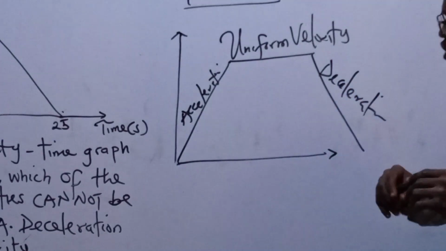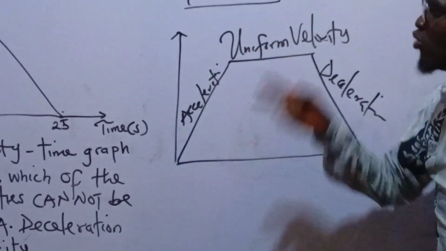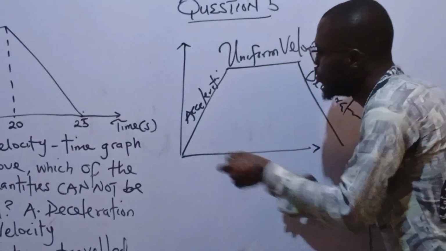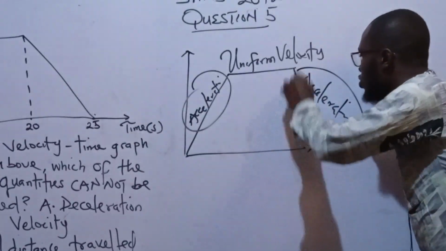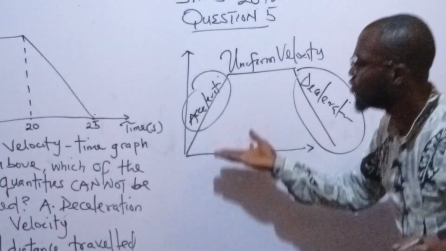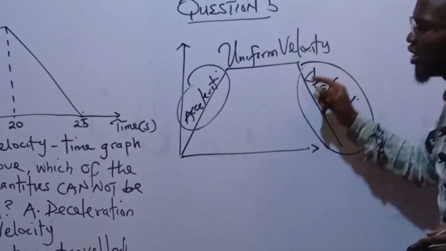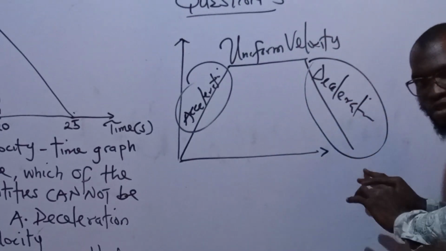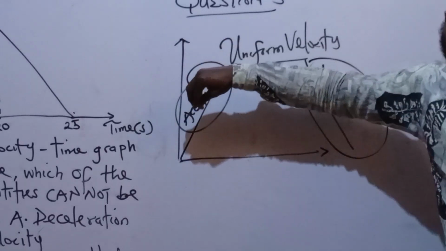Now note, if you have to calculate slope, we have only two slopes here. So it's either you calculate the slope for the acceleration of the body, or you calculate the slope for the deceleration of the body. Acceleration means the velocity increases with respect to time, while deceleration means the body comes to rest, the velocity decreases with respect to time. So that is deceleration, the inverse of acceleration.